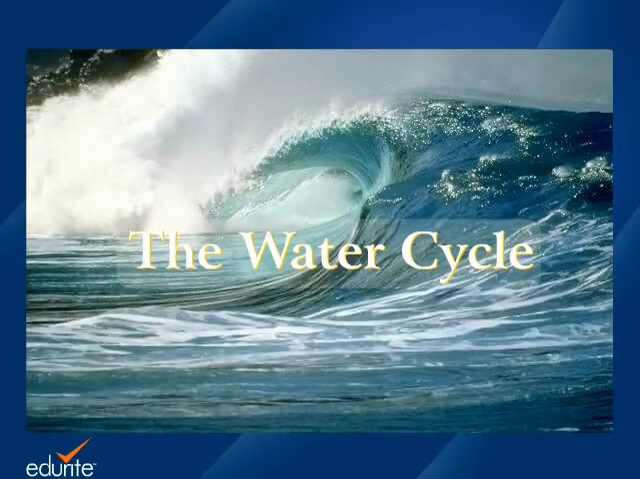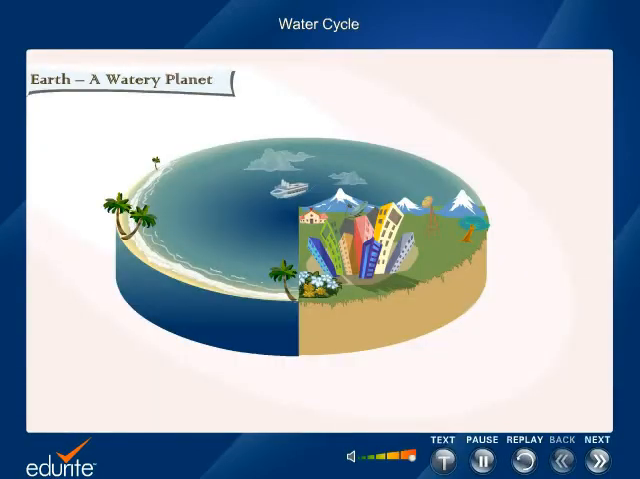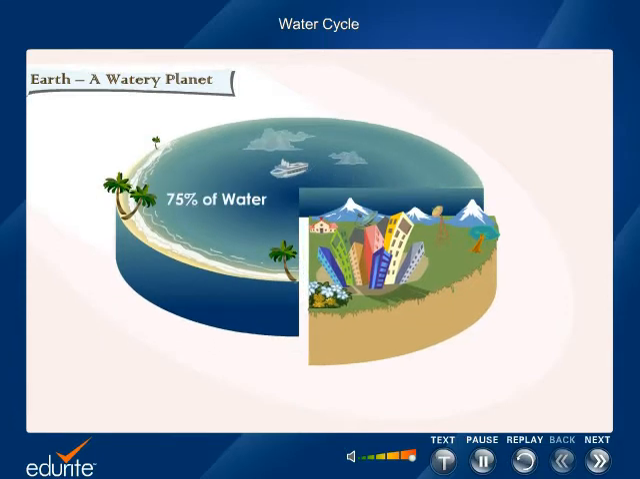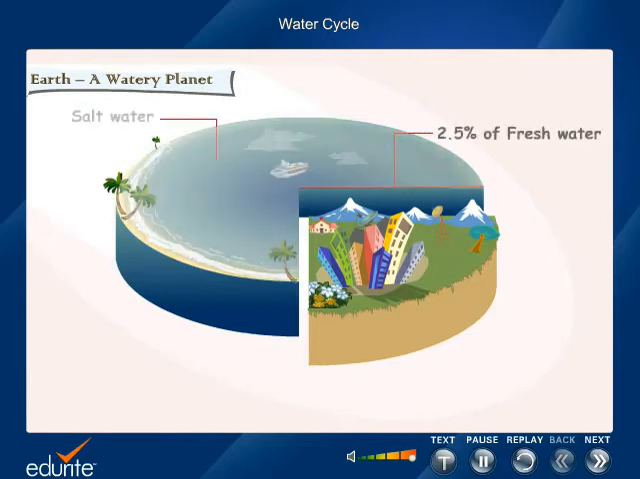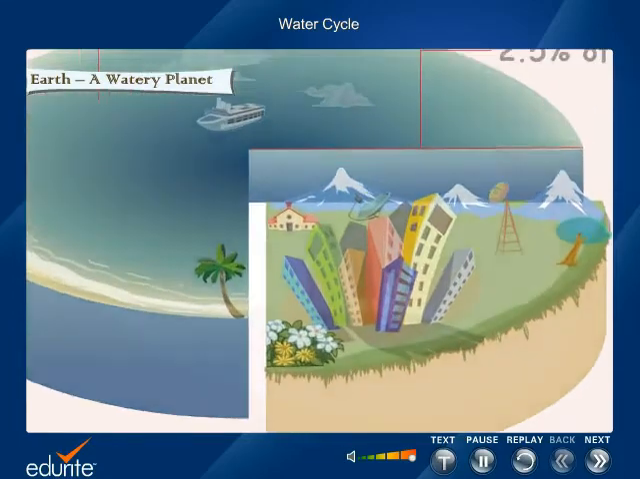The water cycle. Earth is a watery planet. Almost 3/4 of Earth's surface is covered with water. But if that water stayed peacefully in the oceans, all life on Earth would die of thirst. Luckily, we have something called the water cycle.